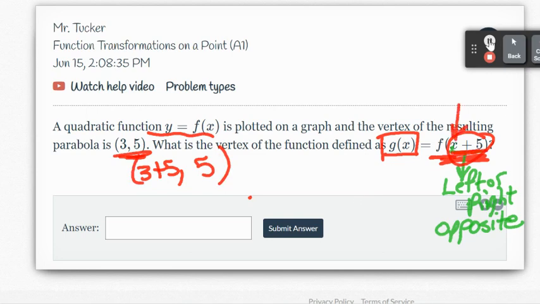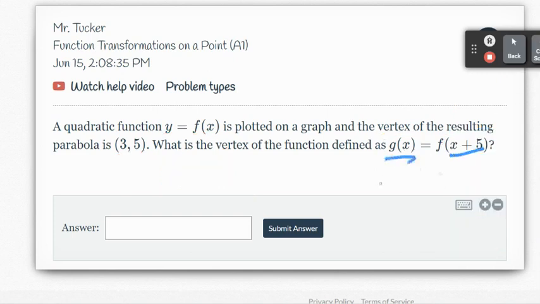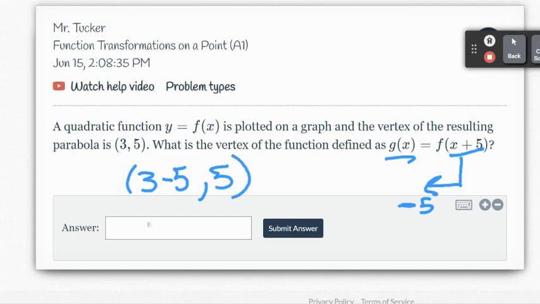But we have to remember that functions translate inside with the x, left to right, opposite of the sign. So it's not plus 5. It's got to be minus 5. I know our plus 5 there, we're like, oh, yeah, just add 5. No, you have to think about this means this new function g actually shifts to the left 5. So we need a minus over here. So our new coordinate is going to be 3 minus 5, comma 5, for a new coordinate of (-2, 5). It's a little bit tricky because it says plus 5, but remember it's opposite of the sign.